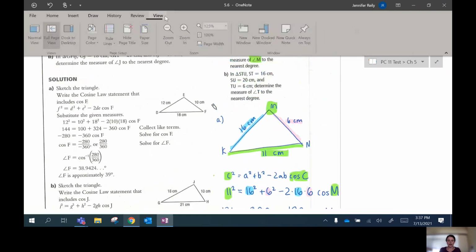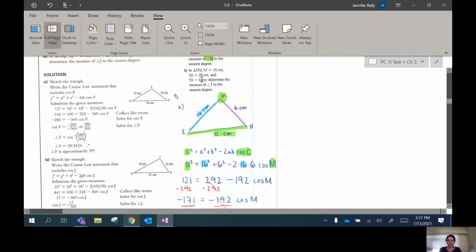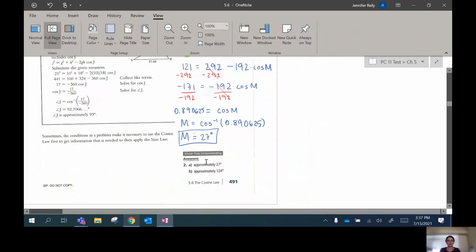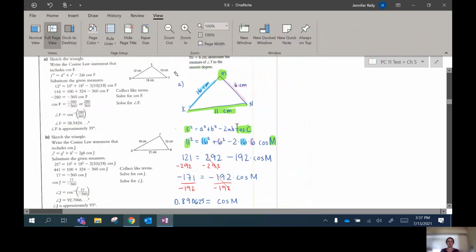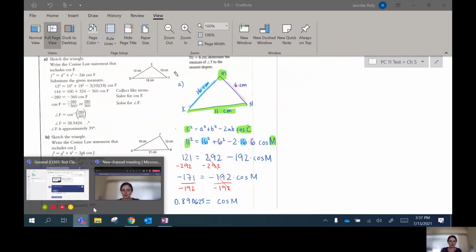So if you want to try that one more time and find that missing angle, try it with part B and then you can check your answer down below. But that's a key idea, just using that formula, find the missing side or find a missing angle. That's it for the lesson today.